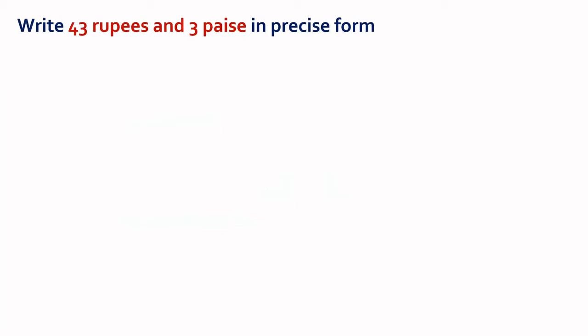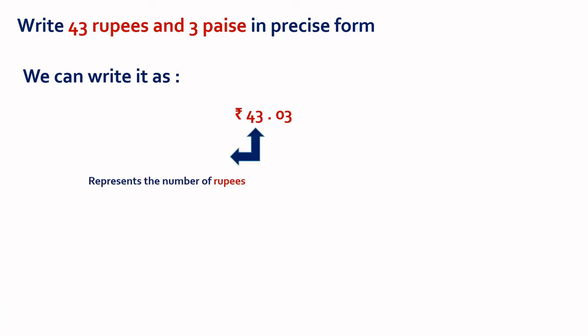How to write 43 rupees and 3 paise in precise form? We can write it as 43.03. Children, remember, there always have to be two places after the point. So, 43 represents the number of rupees and 0.03 represents the number of paise.